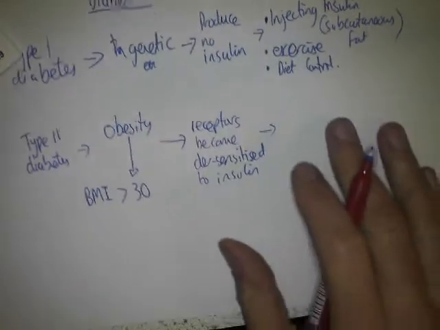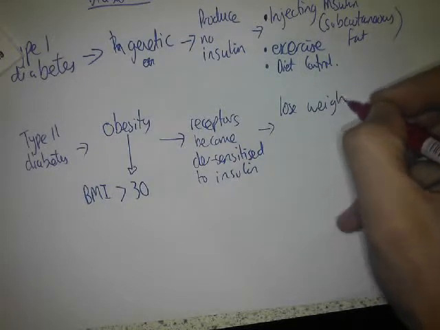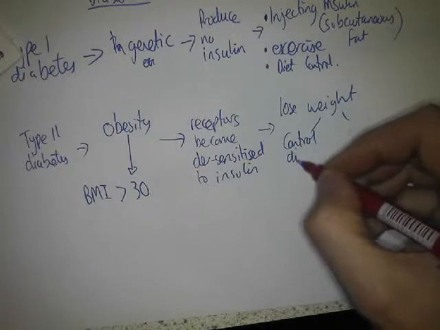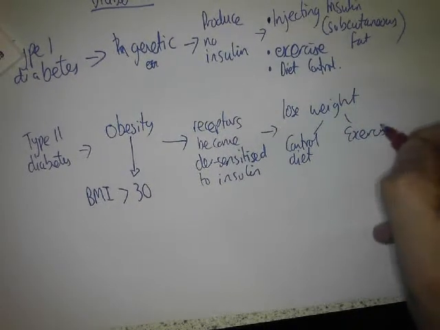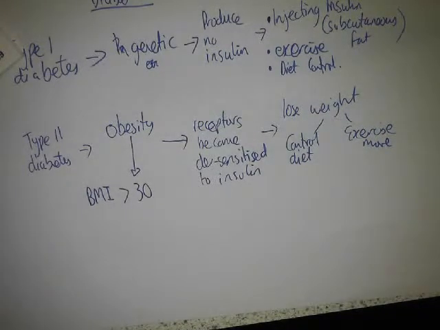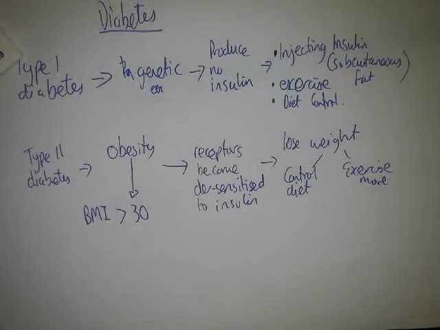So what you have to do is you have to lose weight, basically. Lose weight. How do you lose weight? Well, you control your diet and you exercise more. Exercise more. And that is how that is really controlled. So type 2, type 1, how they're both controlled. And that is it for blood sugar.